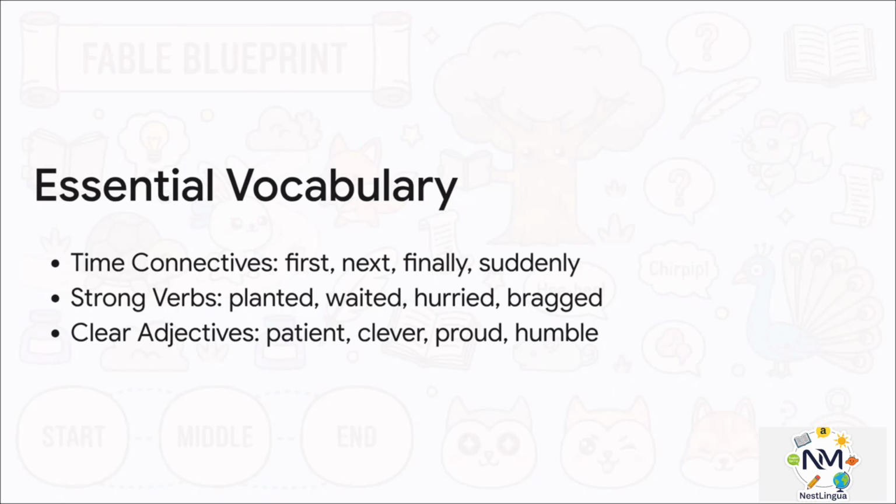Okay, and of course, the words you choose are absolutely crucial. Using time words like first, next, and finally helps guide your reader through the story. Strong action words or verbs like hurried or bragged tell us a lot. And clear adjectives like patient or proud paint a picture of your characters super quickly.